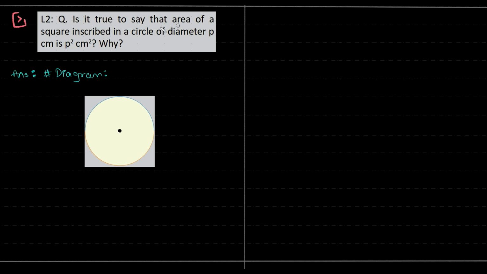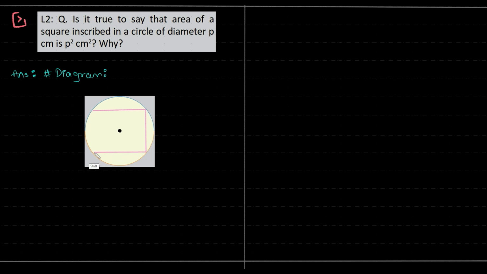Is it true to say that the area of a square inscribed in a circle of diameter p centimeter is p square centimeter square and y? So guys, very first question is, what are the possibilities? What is the possible diagram? Is it a square outside the circle, something like this? Or is it a square drawn inside the circle?